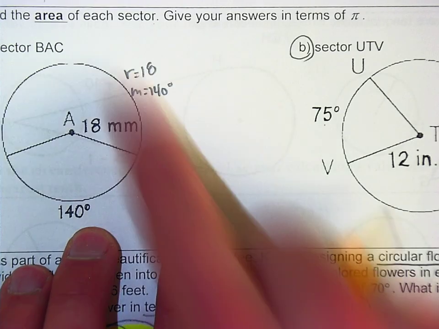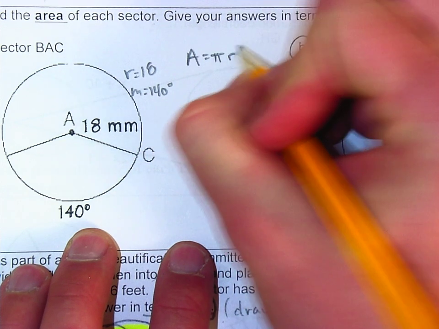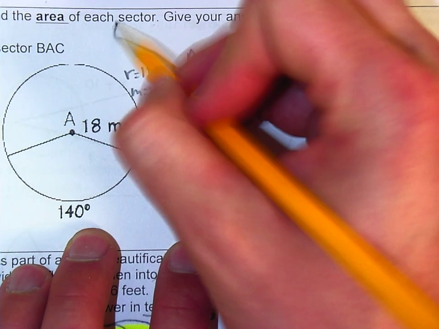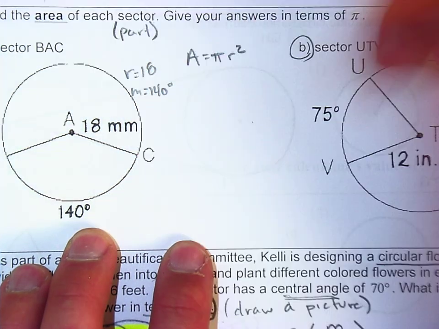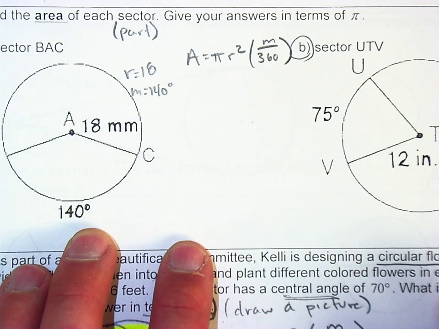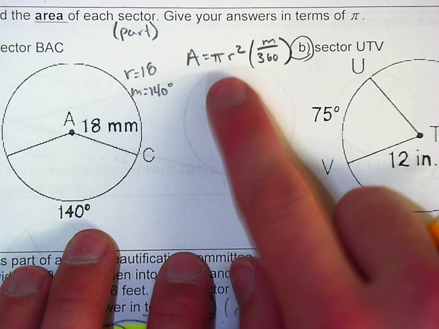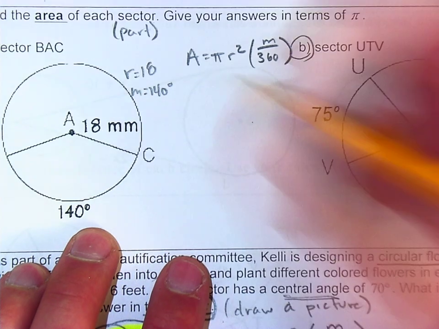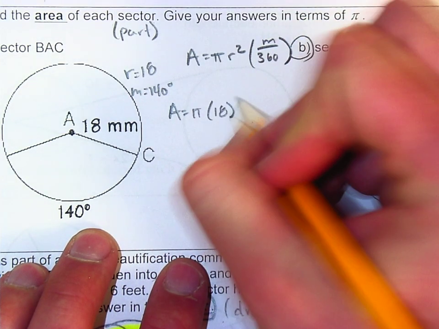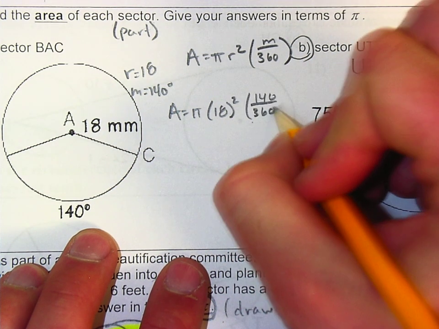We're doing sector area. So we're going to start with the area formula. Area equals pi r squared. And then we're doing the sector or the part. And that's going to be our part fraction, m over 360. But once we get this formula, we just plug in the pieces. That's not bad. Area equals pi 18 squared times 140 over 360.